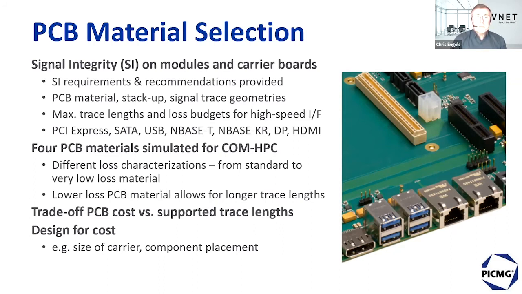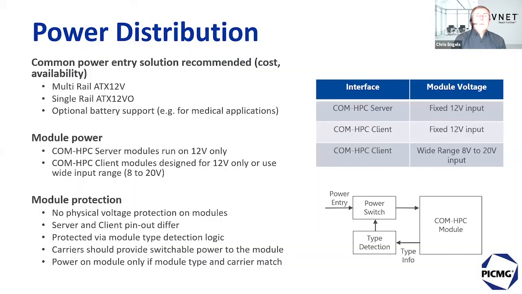Different topics, such as the power distribution. Really much is dependent on the application, what kind of power entry you would have. In a telecom environment, you might have a minus 48 volt. In other environments, you probably just have a 12 volt rail, which is ideal because then you can pretty much use the 12 volt for powering the module itself.